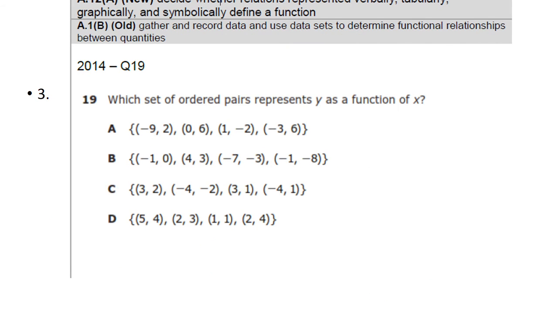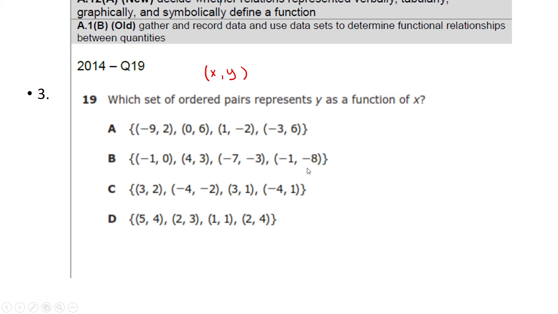All right, here's number 3. This one's talking about which set of ordered pairs. So each of these ordered pairs, you would think of your first number as an x, your second number as a y. That's what an ordered pair means, and it represents graphing it on the x and y axis. And it says which one represents y as a function of x.